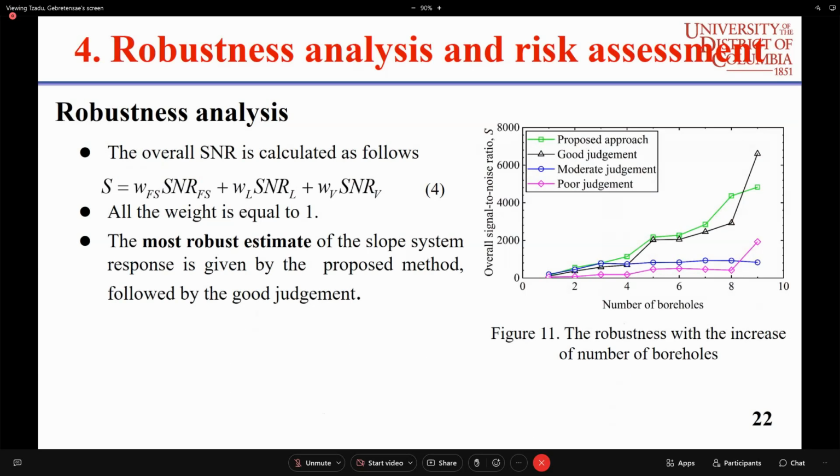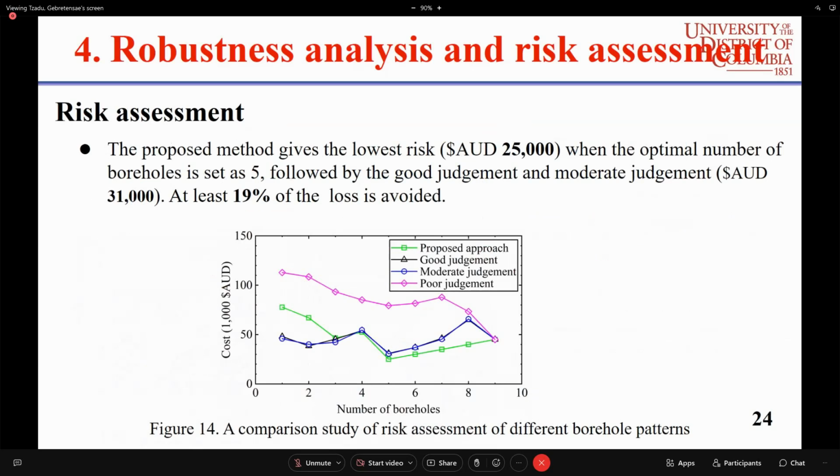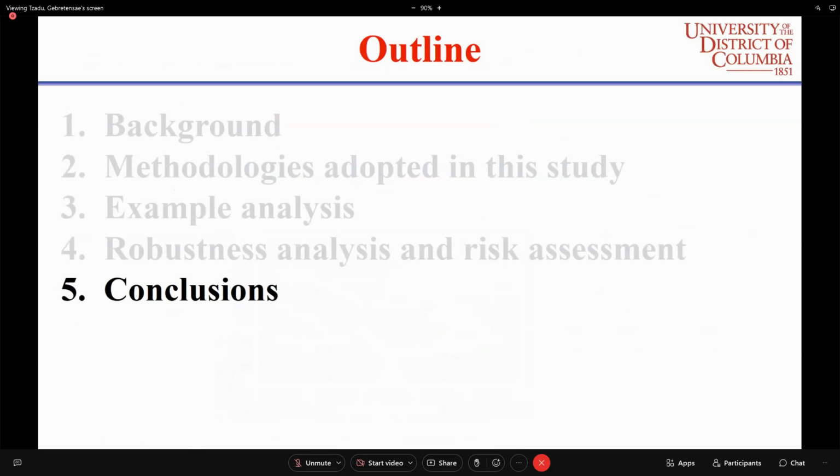The results showed that the most robust estimate of the slope system is given by the proposed method, followed by the good judgment. We also might calculate the risk assessment by the total loss. Here we can see the proposed method gives the least expected total cost and at least 90% loss is avoided.